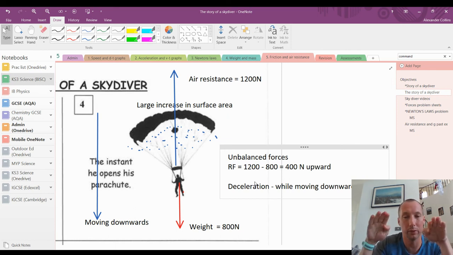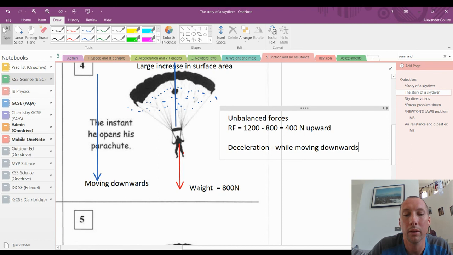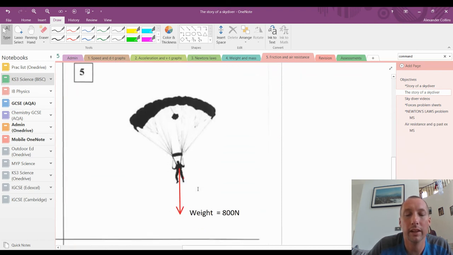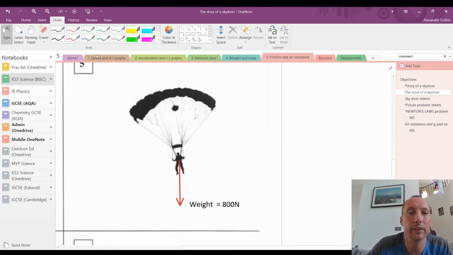So you've got two people falling together. One continues falling really quick, the other slows down, and it looks to the person videoing that that skydiver has moved up into the air, but it hasn't. All it's done is continued moving downwards, but at a much lower speed. So the skydiver is now decelerating, so it's slowing down.